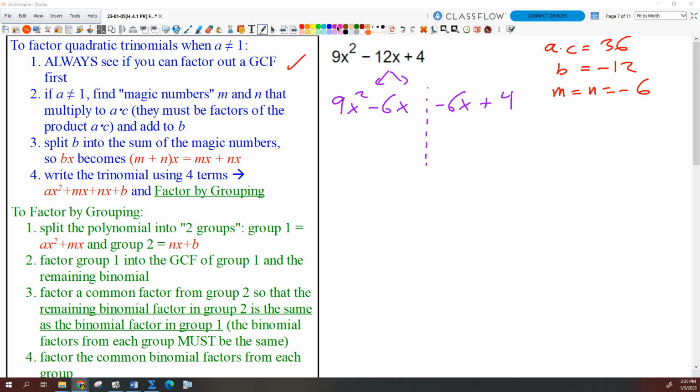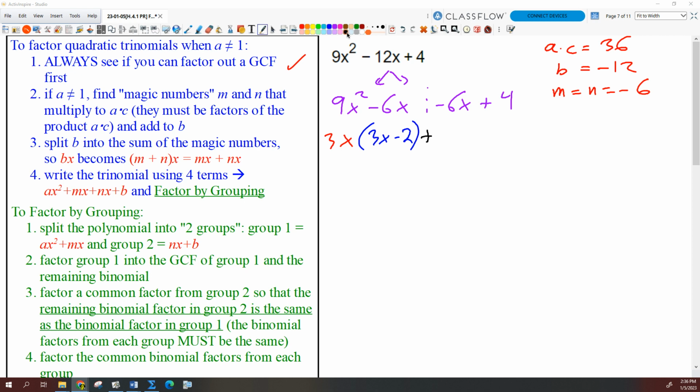So this first group, first 2 terms, we're going to factor out a GCF. What is that? 3x. So we can undistribute a 3x, which leaves us with what? 3x minus 2. Now this is the cool thing about this. What's guaranteed to happen, if I can find magic numbers, which I did, this is absolutely guaranteed to work. So then we're going to put a plus sign.